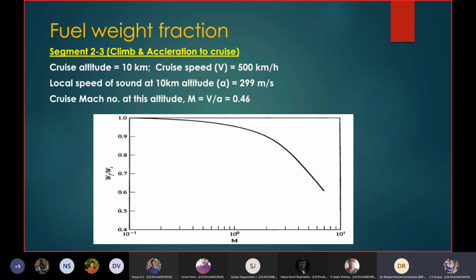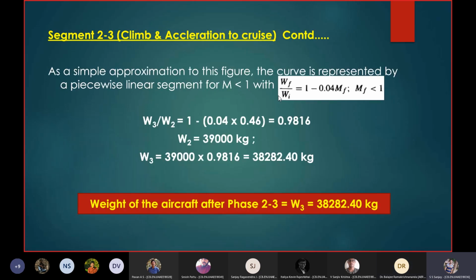Then for climb and acceleration to cruise, we have found our Mach number at 10 kilometer altitude, which comes out to be 0.46. Based on this graph, there's a formula based on curve fitting for this curve: WF by WI is equal to 1 minus 0.04 MF. This is also taken from the Corke book. We know our MF, so we found W3 by W2 during the climb and acceleration phase, that is 0.9816. So the weight of the aircraft after this phase would be 38,282 kg.